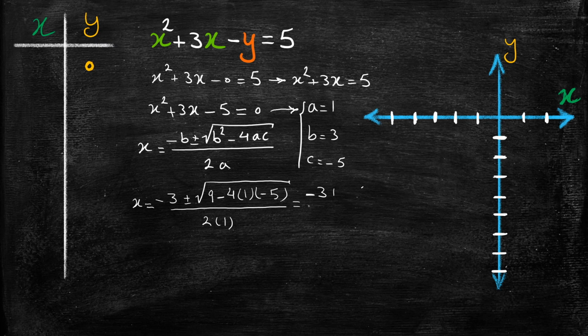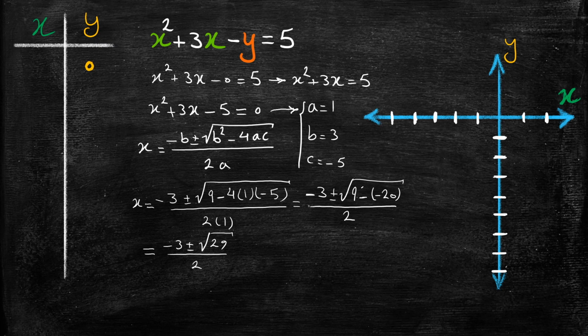Negative 3 plus minus square root of 9 minus 4 times 1 is 4, 4 times negative 5 is negative 20. Okay. Divided by 2 times 1 is 2. Continuing simplification. Negative 3 plus minus square root of 9 minus minus 20. Minus times minus is positive. So 9 plus 20, that's square root of 29 over 2.